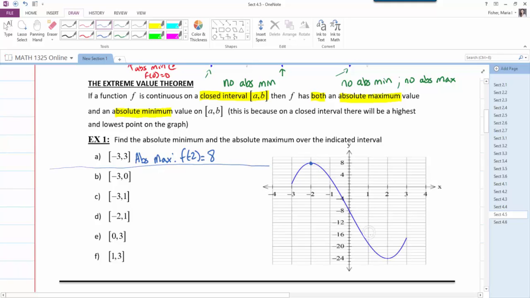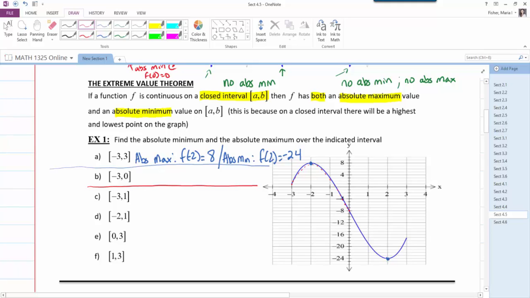Do I have a smallest value? Yeah, I have a smallest value right here at f of 2 equals -24. So I have an absolute min at f of 2 equals -24. I had a smallest value at f of 2 equals -24 and a highest value at f of -2 equals 8. What if I change it and now say we're only looking at the interval from -3 to 0, so only this piece right here.